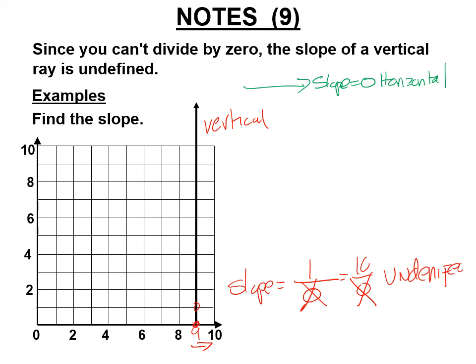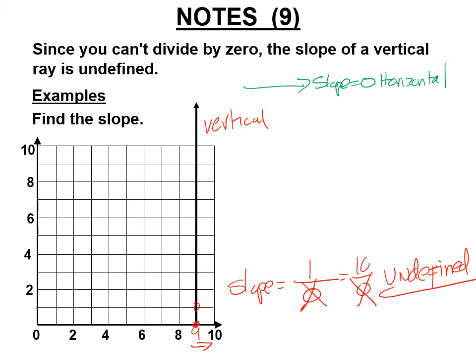Undefined. Not just for slope. Did I spell that? I wrote unidentified. Undefined. Okay. So the slope of all vertical lines is undefined. The walls in your house have an undefined slope because they're vertical, hopefully. The floor in your house has a 0 slope because it's flat, hopefully.